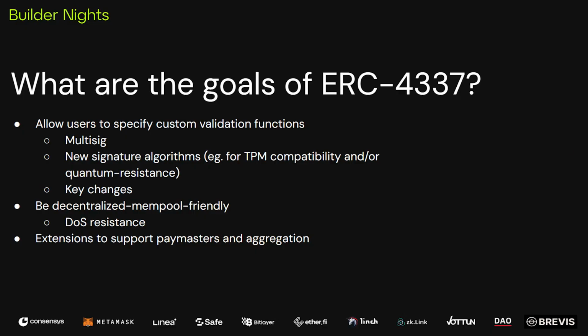Now, what are the goals of ERC 4337, right? So one is allowing users to specify custom validation functions. I talked about this already. Two is being friendly to decentralized mempools and not suffering from DOS attacks. So this is really the thing that is hard, right?